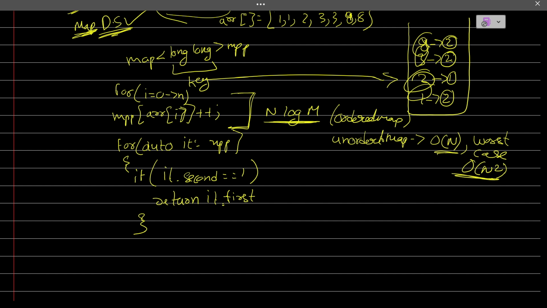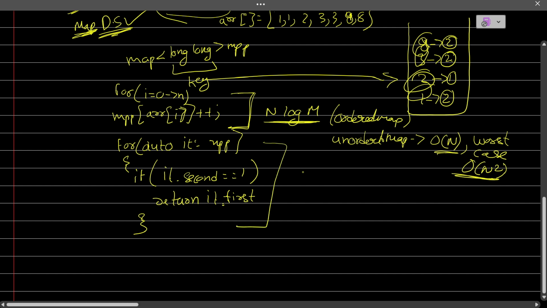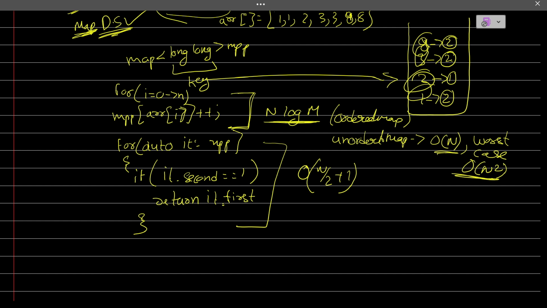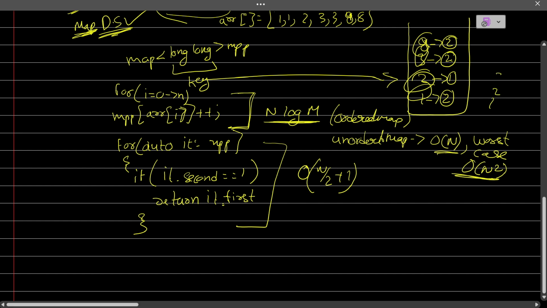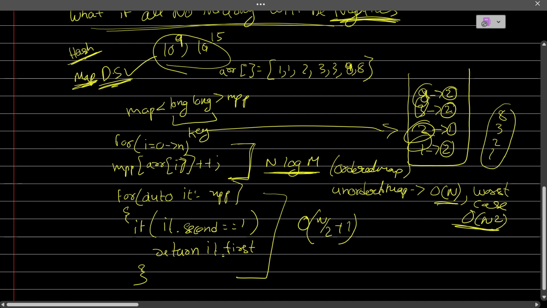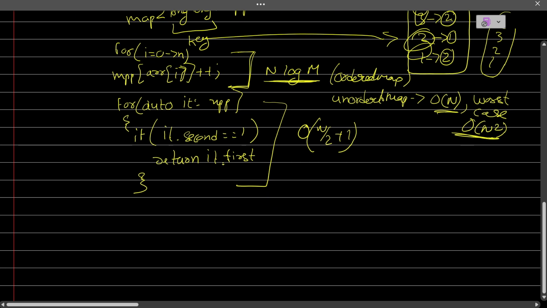So let us try to analyze the time complexity for this loop, that is big O of n by 2 plus 1. Why n by 2 plus 1? Why are we taking n by 2 plus 1 elements? We have stored only 4 here, right? What we have stored: 1, 2, 3, 8. We have only stored 4 elements of the array because the size of the array was 7, and we have stored only 4. For that, the time complexity is n by 2 plus 1, right? Okay.